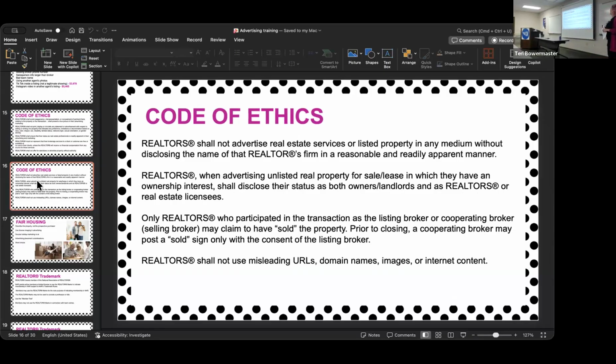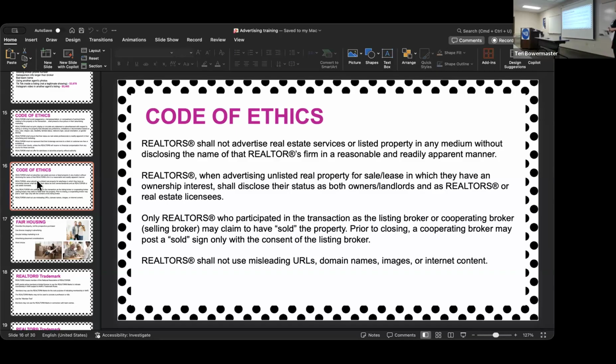Shall not advertise real estate services or listed property without disclosing the name of that realtor's firm. So again, brokerage name. If we have ownership interest, we need to disclose our status as both owner or landlord and realtor. So make sure we have proper disclosures in our advertisements when necessary.